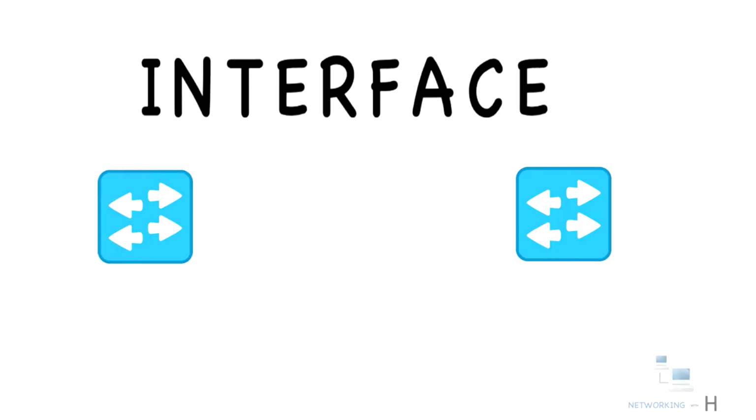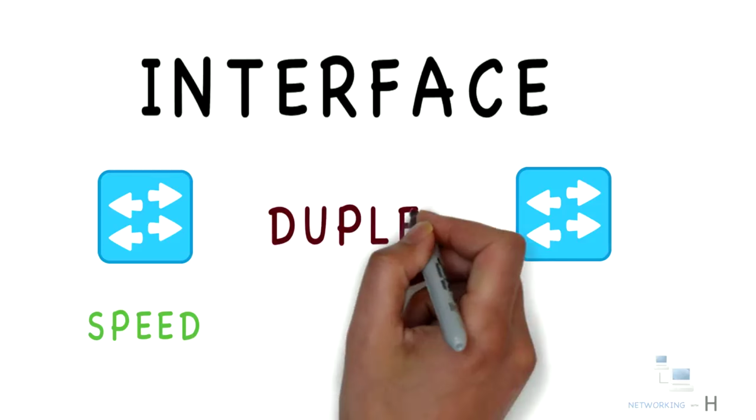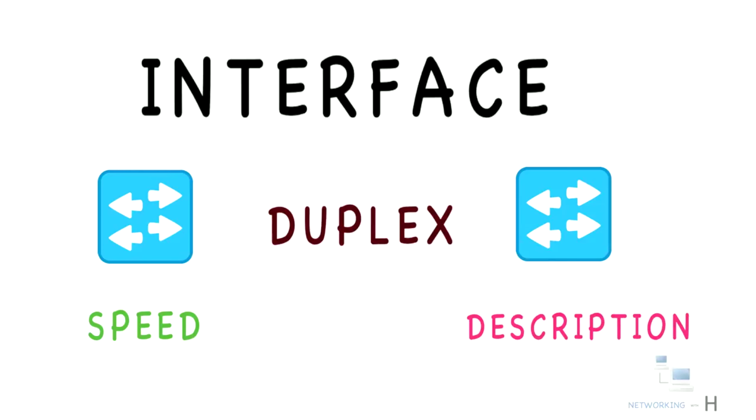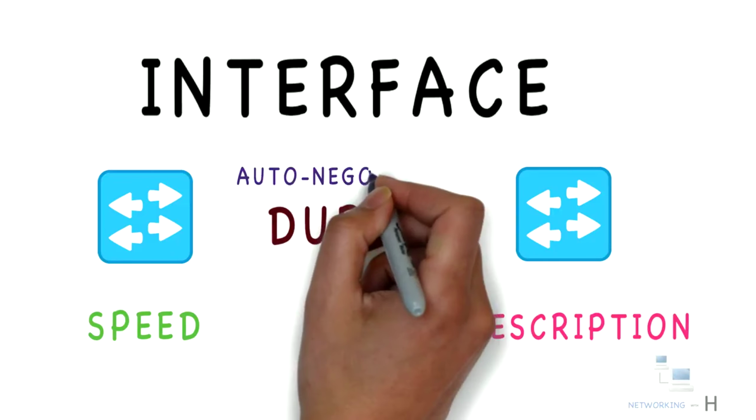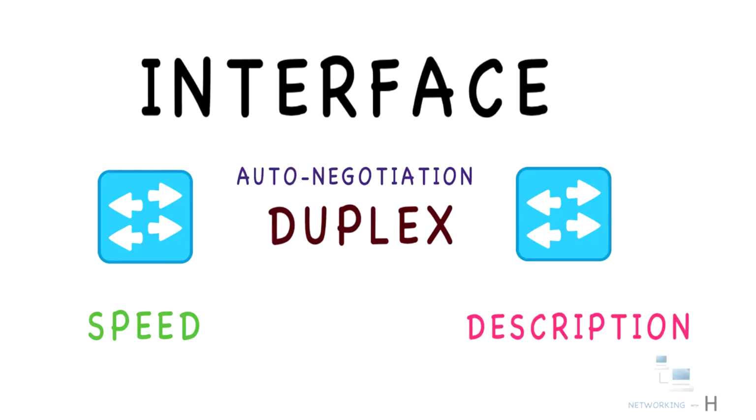Hello everyone. In this session of CCNA series, I'll discuss the configuration and operation of switch interfaces. We'll also discuss interface speed, duplex, and description, or how to disable the interface. And we'll end the session with a discussion on auto-negotiation concepts.